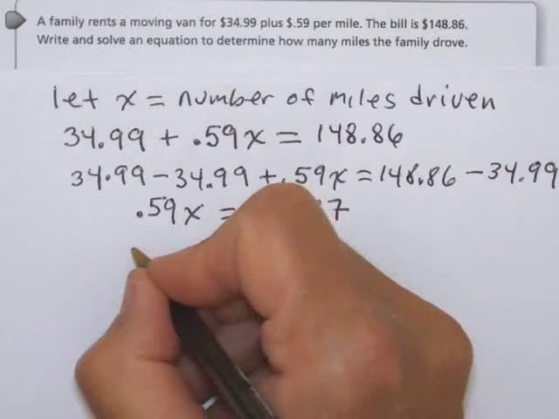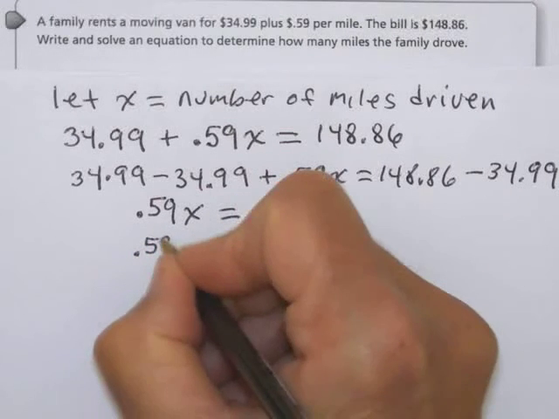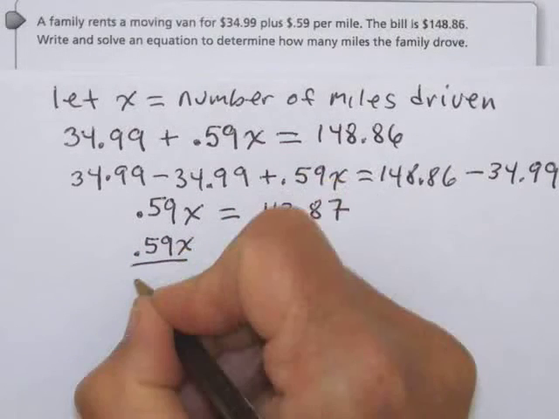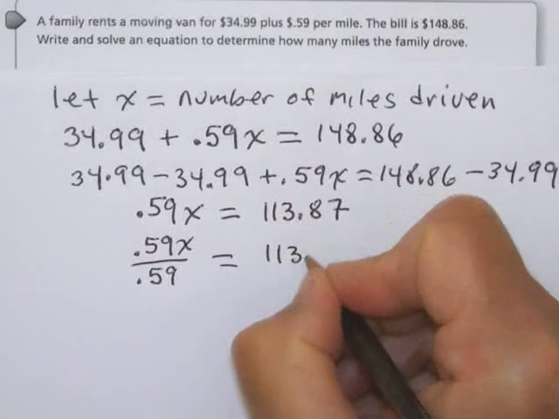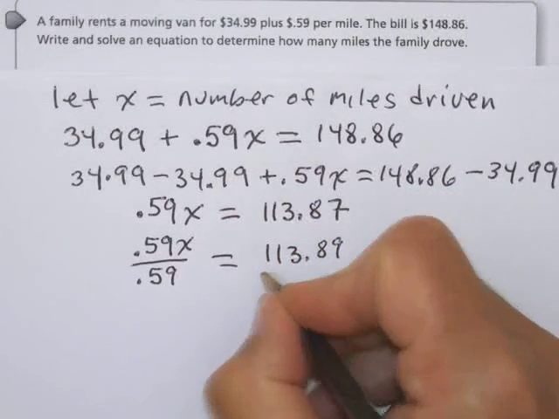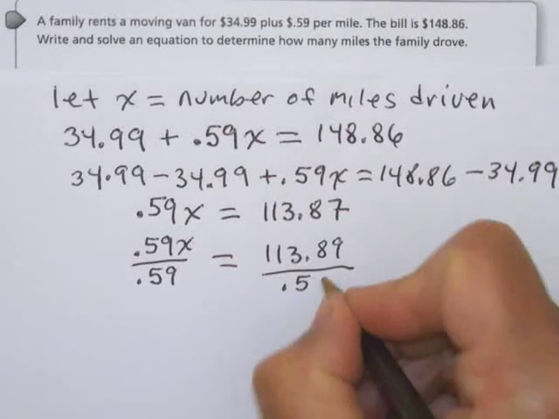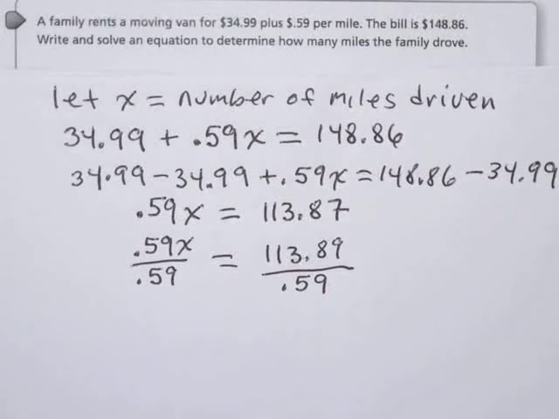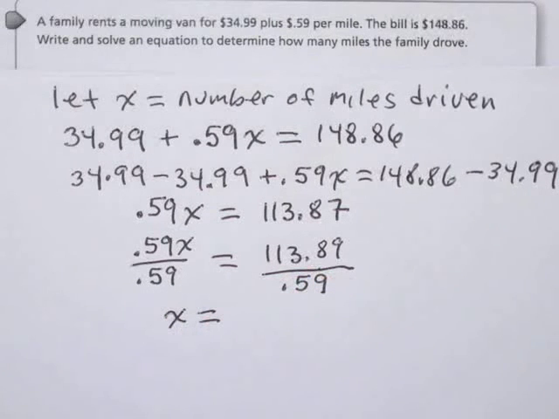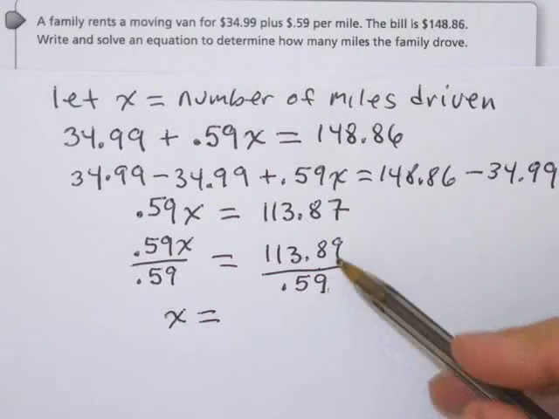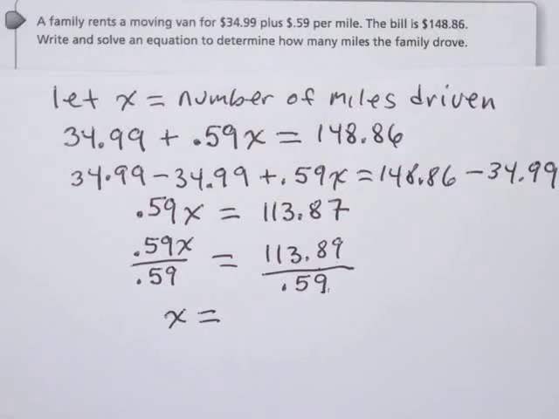Step two will be dividing both sides by 0.59, or 59 hundredths. And this will isolate my variable. And then I will have solved for x, and I will know how many miles I drove. Okay, so we're dividing a number less than 1 into a number greater than 1. So our answer is going to be pretty large in terms of its size, right? There are a lot of 59 hundredths that will fit into 113 and 87 hundredths.